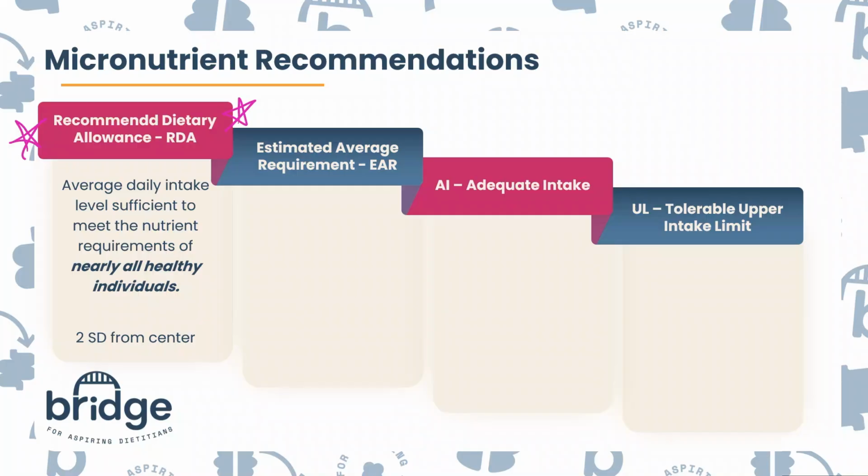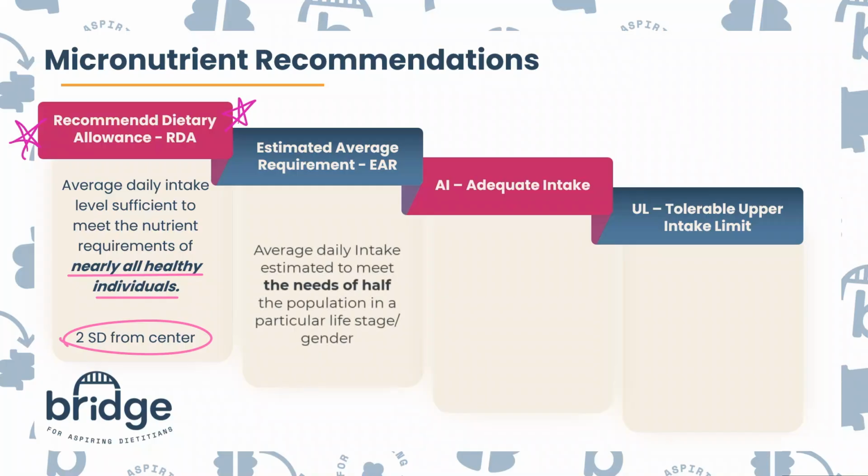The RDA is the average daily intake that is sufficient to meet the nutrient needs of nearly all healthy individuals. It's based on strong scientific evidence and the target intake we usually aim for in both individual counseling and population guidance. The estimated average requirement, or EAR, is a lower threshold.